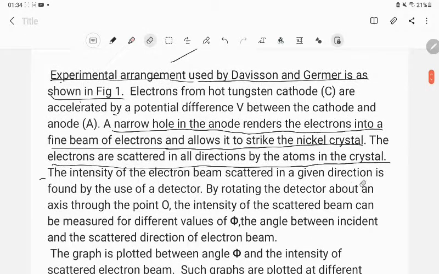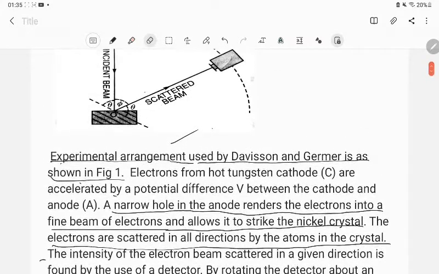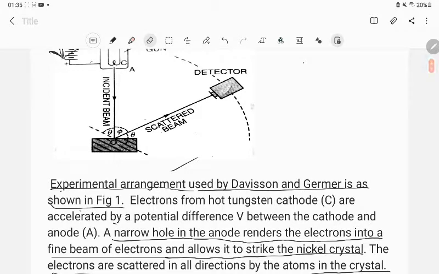So what is next? The intensity of the electron beam scattered in a given direction is found by the use of a detector. How much electron is scattered in which direction can be found using a detector. This detector can record how much electron is scattering in that particular direction. This detector can move and rotate like this, so it can record in all directions.